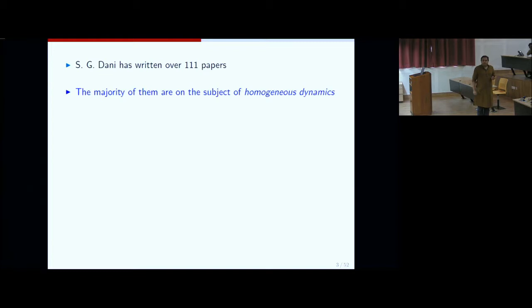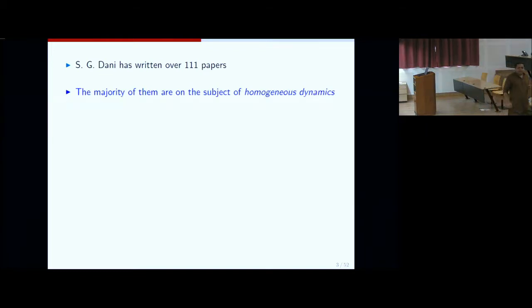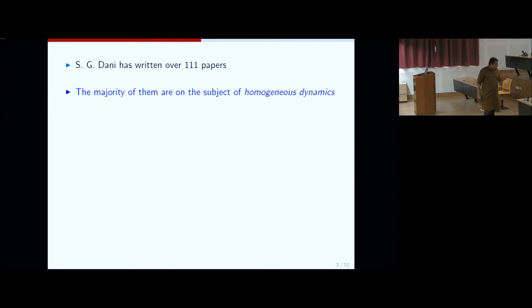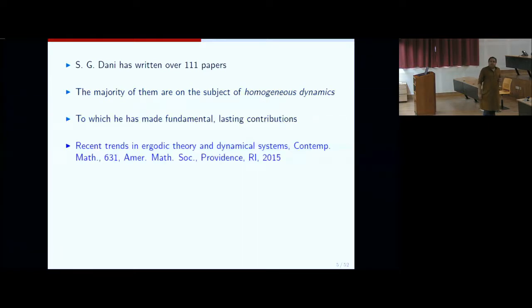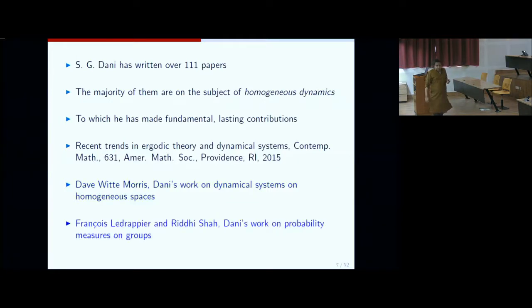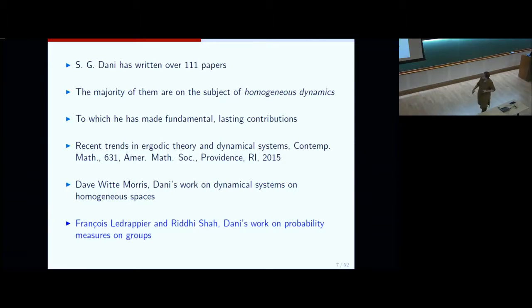Before I begin, I should mention that if you're interested in a more panoramic view of what Dani did, I would urge you to look at this collection of papers, which was the proceedings in honor of his 60th birthday, 65th birthday. This has many nice papers by leading experts in the subject. In particular, it has two surveys, one by Dave Witte Morris on some of the stuff that I'm going to talk about, his work on homogeneous dynamics, and the other by François Ledrappier and Riddhi Shah, who's in the audience, on his work on probability measures and groups. So these are both excellent references to some of the themes which run through Dani's work.